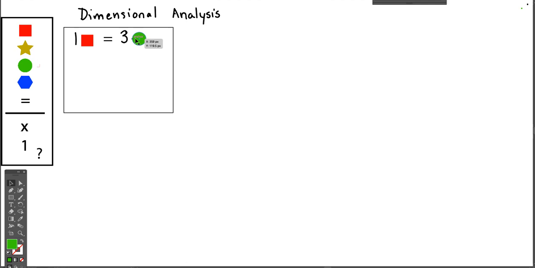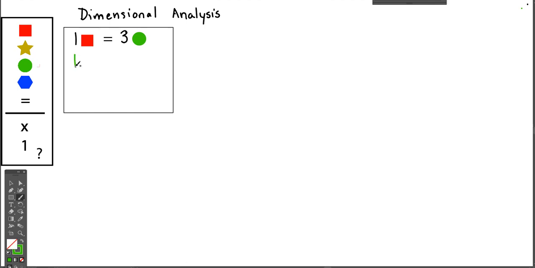Originally, we were drawing out all the shapes, but right now what we're doing instead is writing a coefficient with a unit. The number, so we're writing the number of a certain thing. So 1 square, 3 circles. And if we wanted to, we could draw them out. We could draw 1 red square equals 3 green circles. We could draw it out, but it just gets really tedious to do that, and so it doesn't really save a whole lot of time in the end. So we're going to do it this easier way.